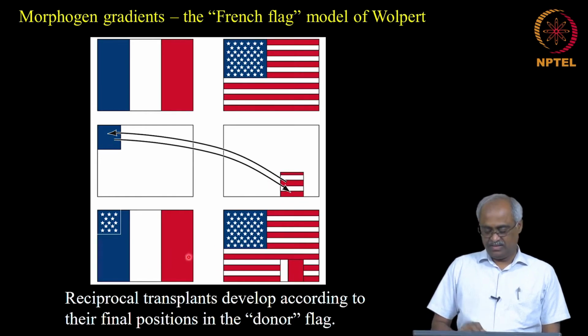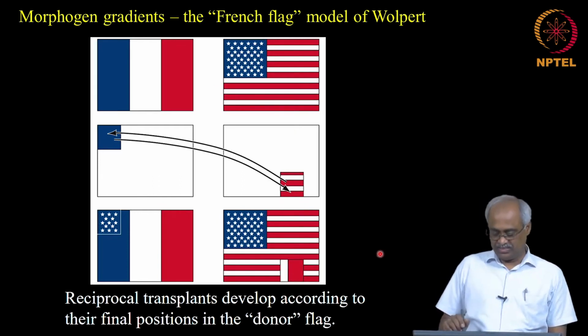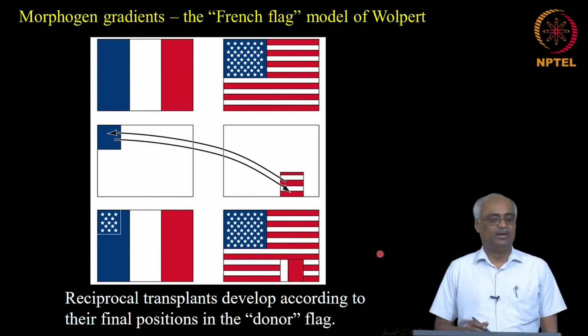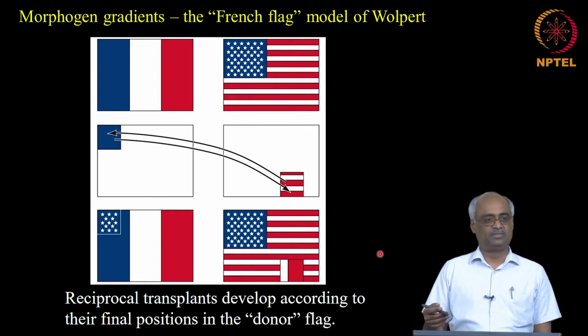Instead, it senses that gradient, okay, the gradient is this lower level, but then whatever it would have made here, the same group of cells, that is what it would make here. It is not going to make these horizontal blue and red stripes. Okay. So this is the French flag model to explain how morphogen gradients work.